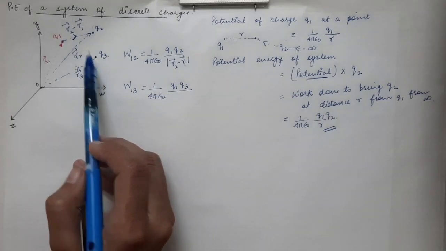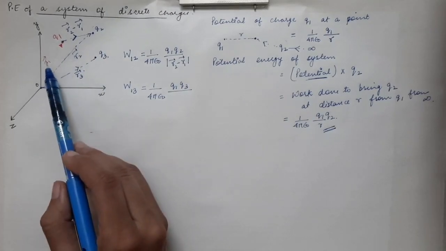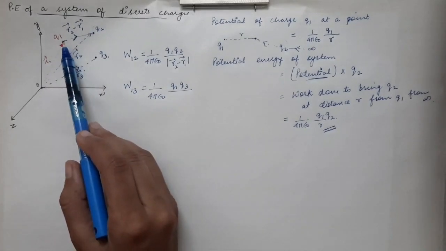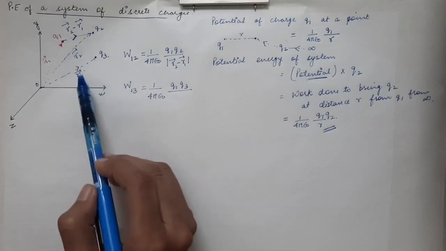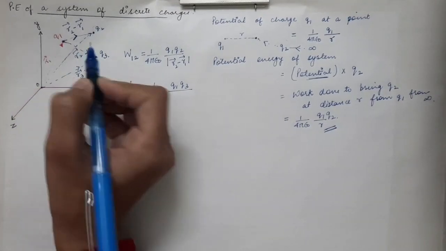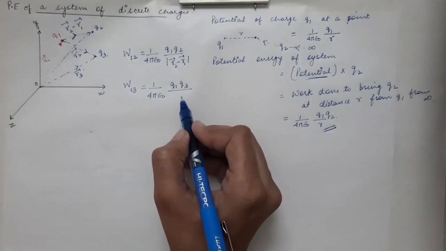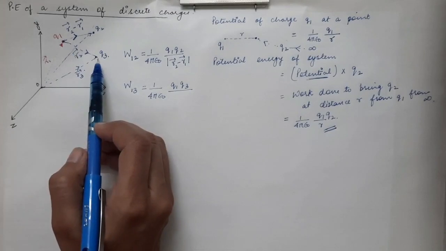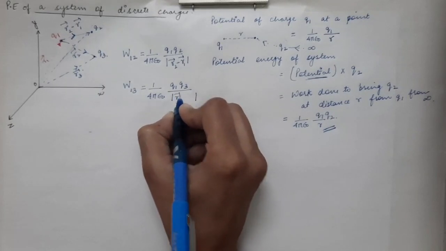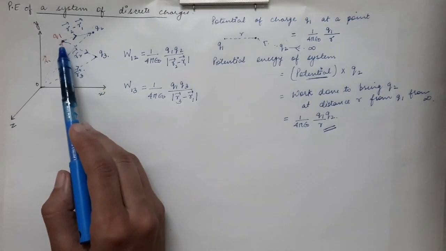We will first of all find the vector from q1 to q3, which will be equal to r3 vector minus r1 vector. So we will again use the triangle of vector addition. The vector from q1 to q3 will be equal to r3 vector minus r1 vector, and in the denominator we have the distance between q1 and q3, which is just the magnitude of the vector that we just found, r3 vector minus r1 vector. So this is the work done to bring q3 against the q1 charge.